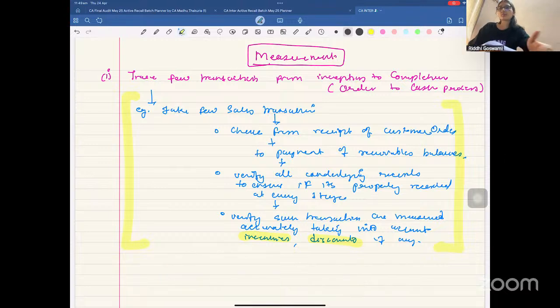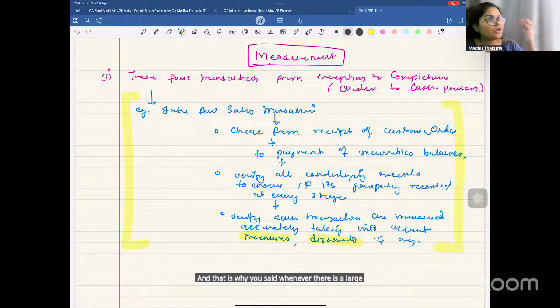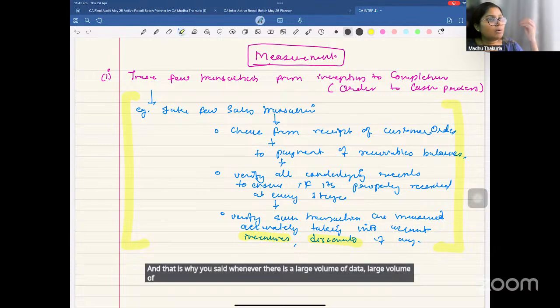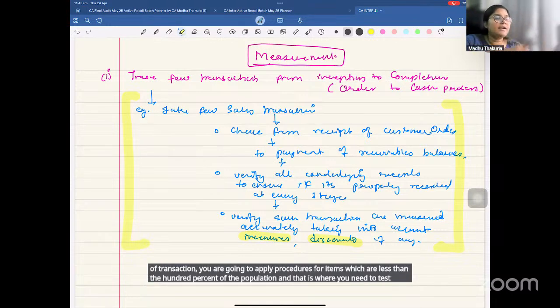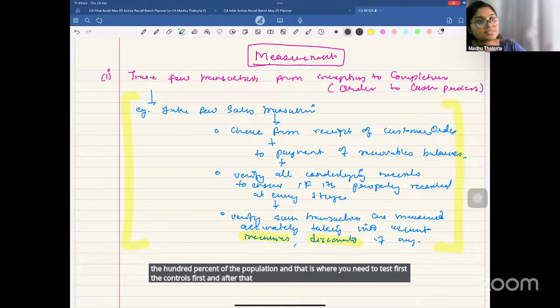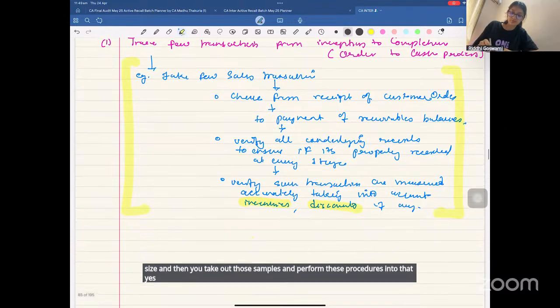No, ma'am. And that is why, whenever there is a large volume of data or transactions, you apply procedures for items which are less than 100% of the population. That is where you need to test the controls first, and after that decide your sample size. Then you take out those samples and perform these procedures on them. Yes? Yes, ma'am.